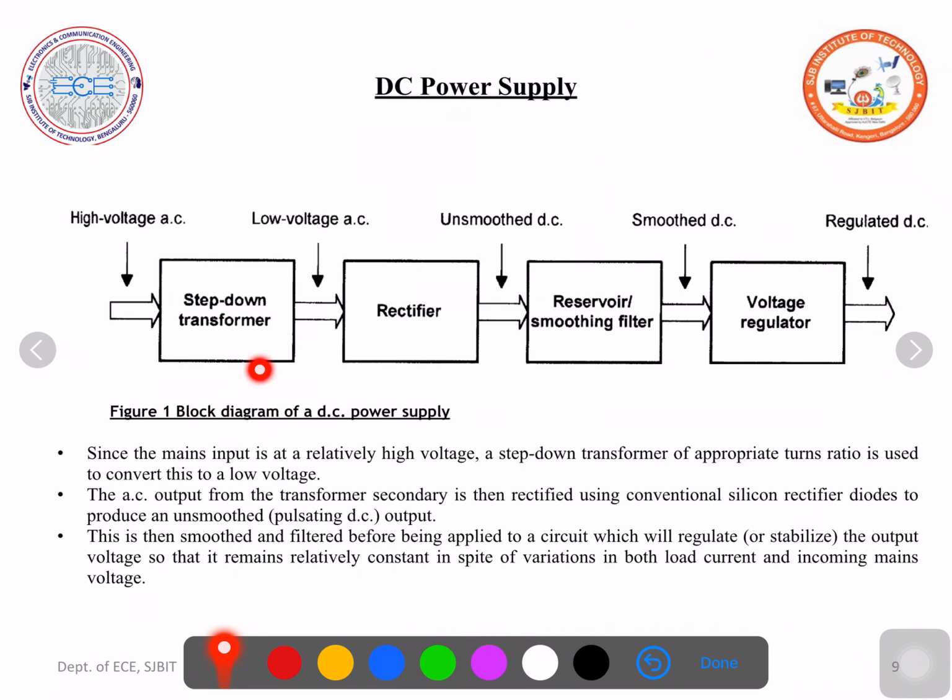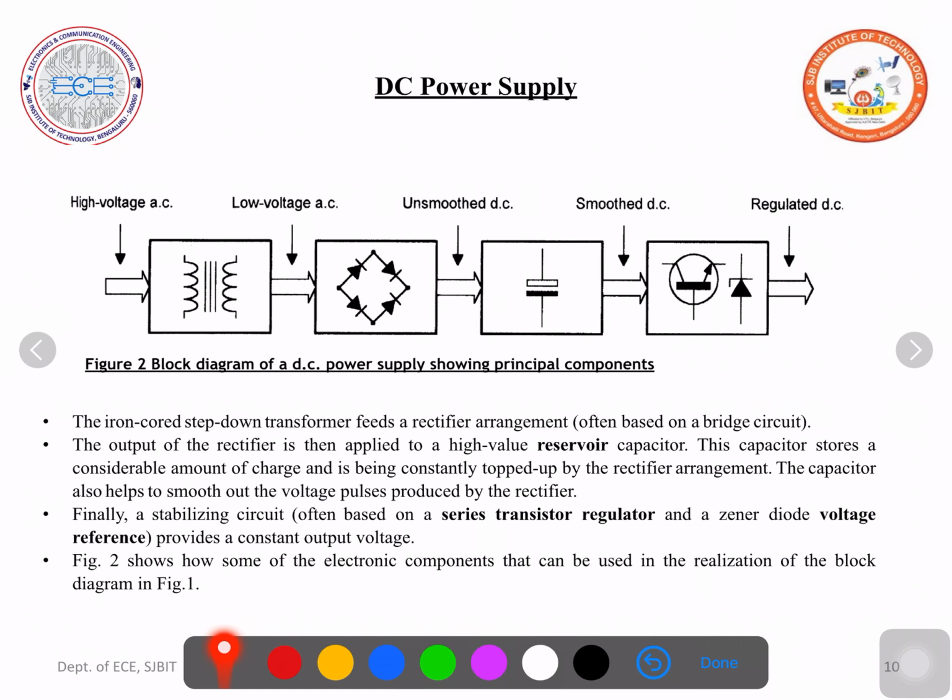Here this is just a block diagram. We will not know what is this step down transformer, how a rectifier looks, what is this filter, what is this regulator. But here in this diagram, it will show the principal components of those blocks. So high voltage AC is applied to a step down transformer. Here if you see, number of primary and number of secondary winding looks same, but actually if it is a step down transformer, the number of windings in the secondary should be less than the primary. So while reading the symbol of a step down transformer, be careful.